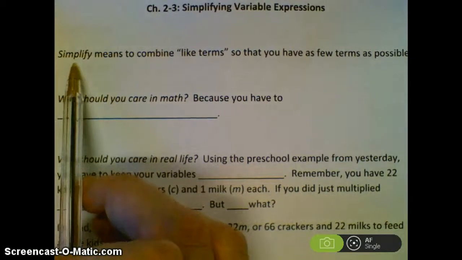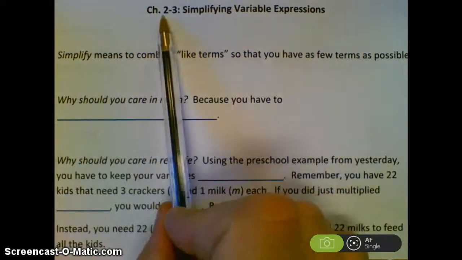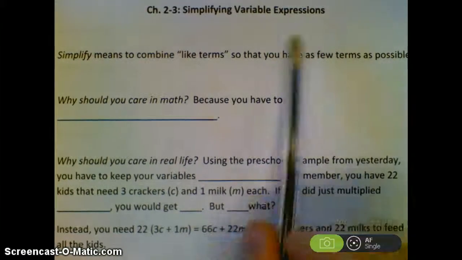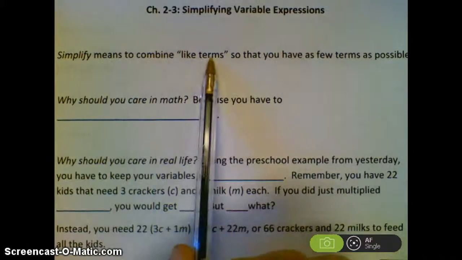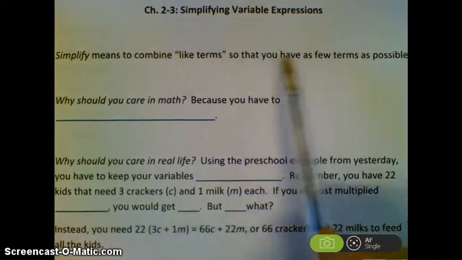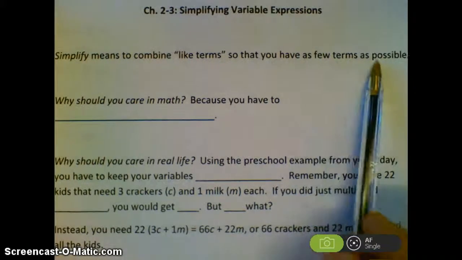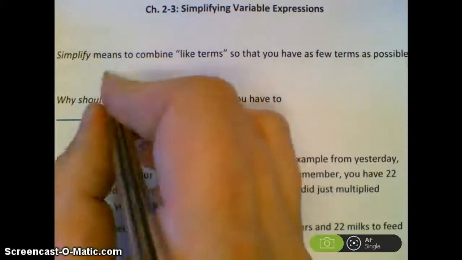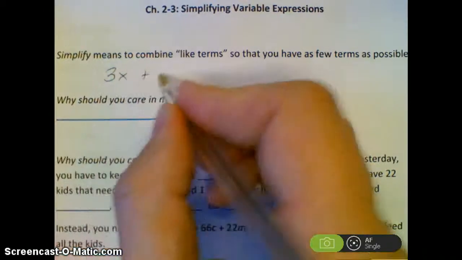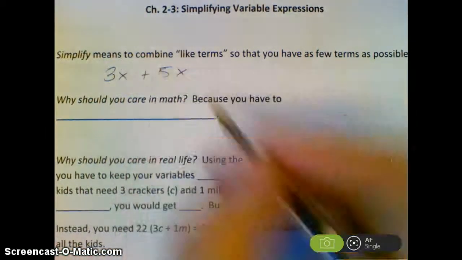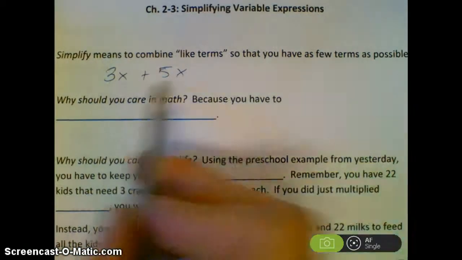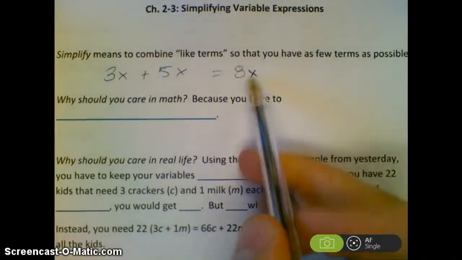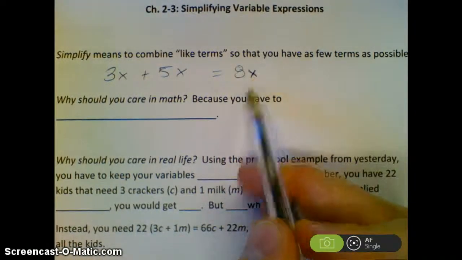Now, we're reviewing Chapter 2, Section 3. It's simplifying variable expressions. And simplify means you combine like terms. And all that means is that you want to have as few terms as you possibly can. Like if you have 3x plus 5x, you can combine those into 8x's. That is completely simplified right now.